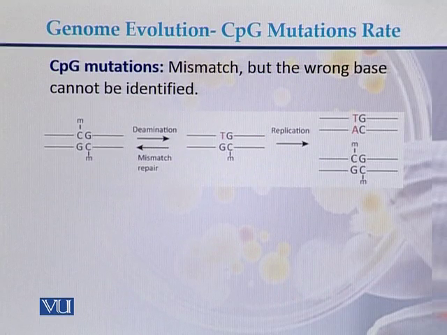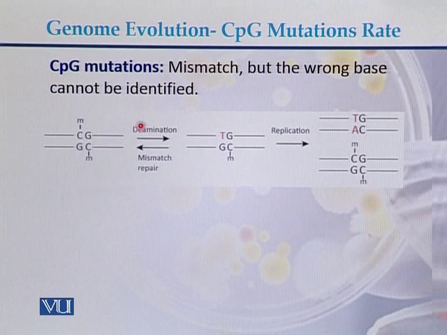The mutation rate in this region, that is, of methylated cytosines present in the CpG islands, is high, and that also works as a fuel for genome evolution. Here we can see how a mismatch occurs, but the wrong base cannot be identified. So here C is complementary to G and C is complementary to G, but this C is methylated. So there is a methyl group at carbon number 5 of this cytosine. And if there is a mismatch repair, then it will work fine.